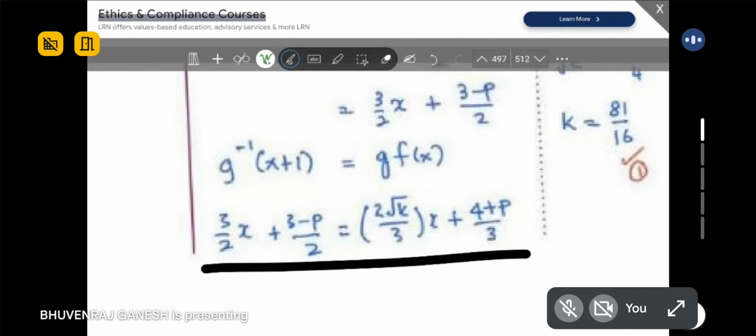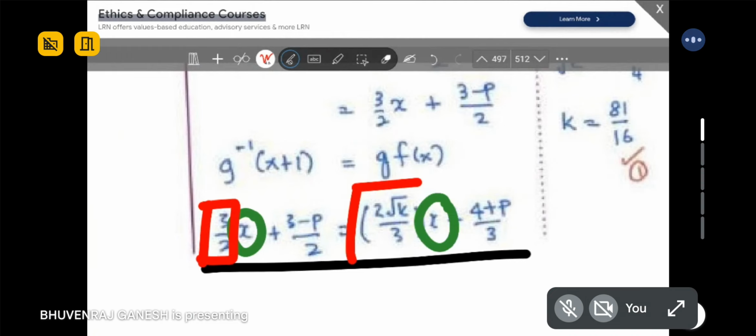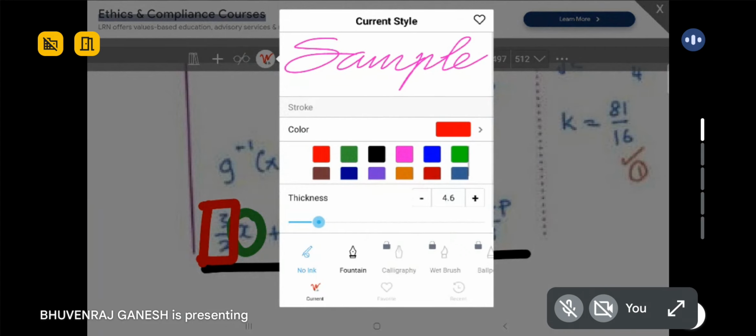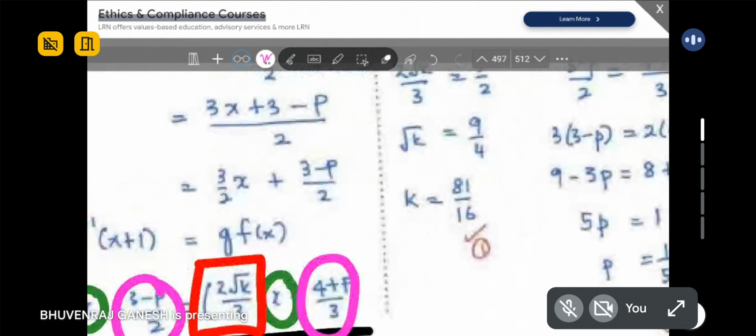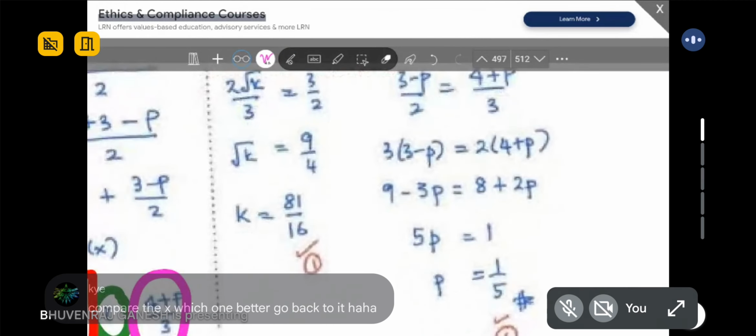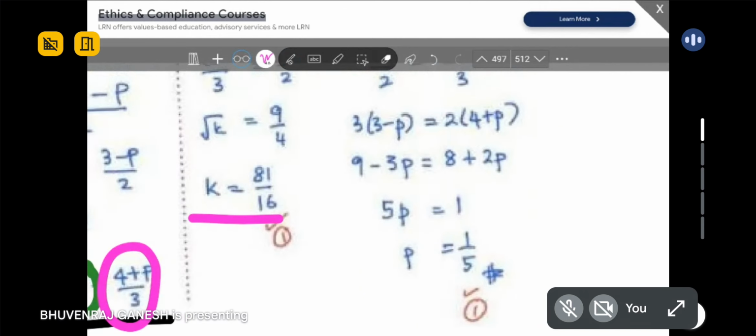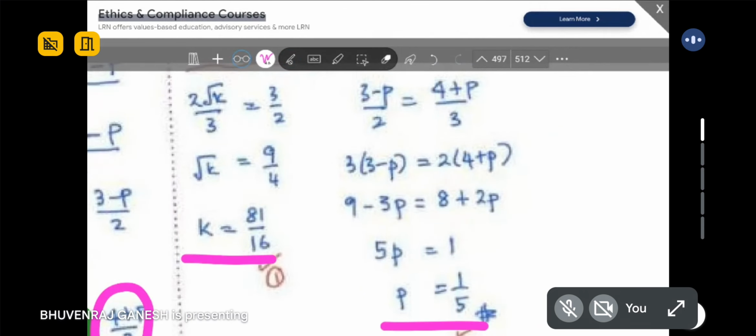So what you do is just compare, bandingkan. You see x, direct compare. Bandingkan pekali bagi x. You compare the coefficient. Coefficient means the thing in front of the x. Coefficient, red color. And then for the p, very simple, you just compare these two. So you will get 2 equations, dua persamaan, solve them. So you will get k is 81 over 16 and p equal to 1 over 5.